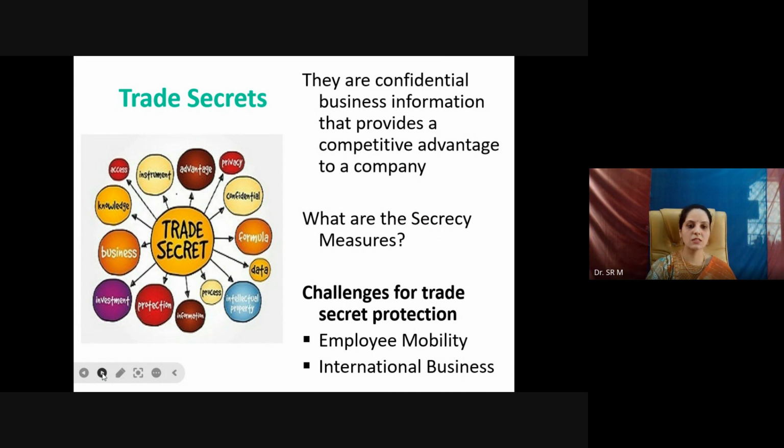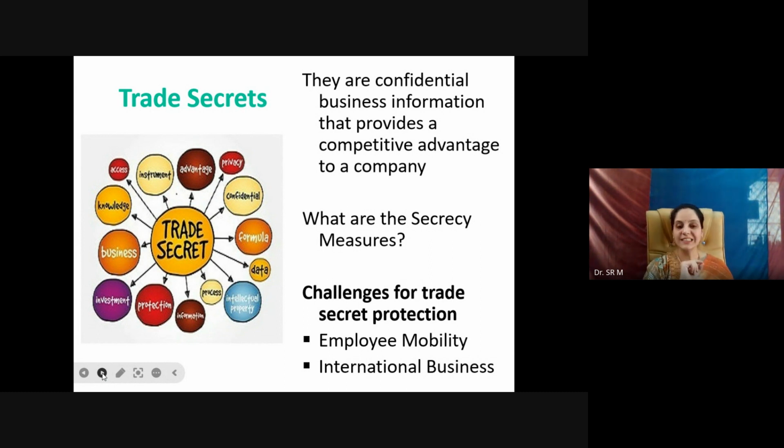Trade secrets in India. Trade secrets are nothing but confidential business information, right? And this information provides a competitive advantage to a company. Unlike patents or trademarks, whatever we discussed, trade secrets are not registered, but they are protected through the maintenance of confidentiality. That is very, very important in trade secrets.